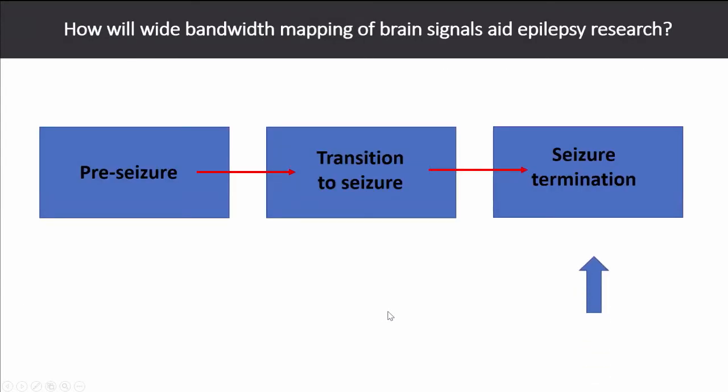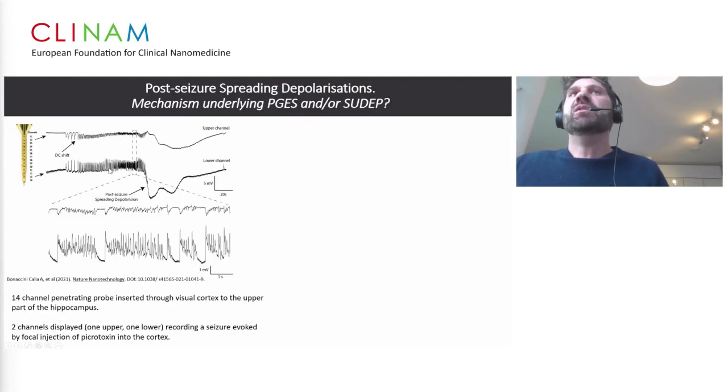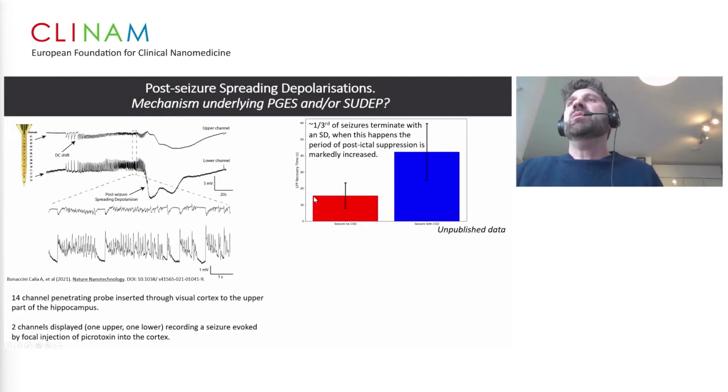So I'd now like to switch to seizure termination. And I've already introduced the concept of a post-seizure spreading depolarization. But why would this be important? Why would we want to understand that? Well, first of all, there's always a period of inactivity after a seizure. We call this postictal depression or post-seizure depression. And it can last for just a few seconds, or it can last minutes or even hours.